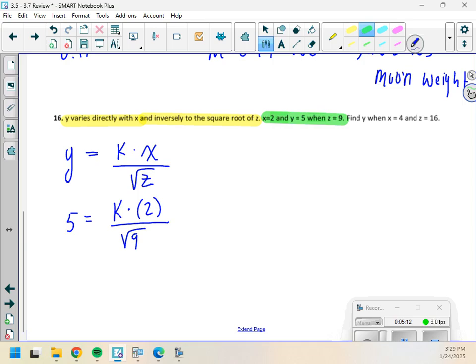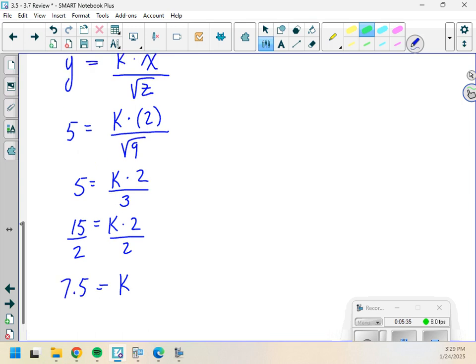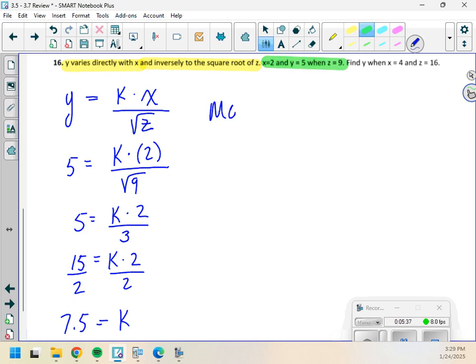I'm going to use that to solve for k. You guys know the square root of 9 is just 3, right? 5 equals k times 2 divided by 3. I think I would multiply the other side by 3. 15 equals k times 2. And then divide by 2, and k equals 7.5. That's my k value. So now we can write our model. Our model with our new k value will be y equals 7.5 times x divided by the square root of z.